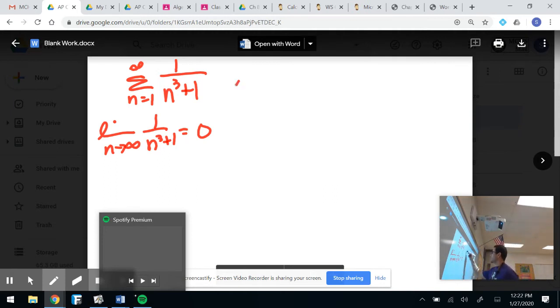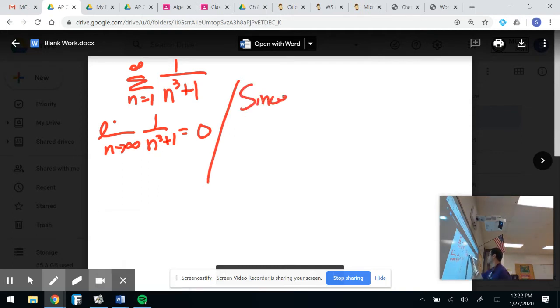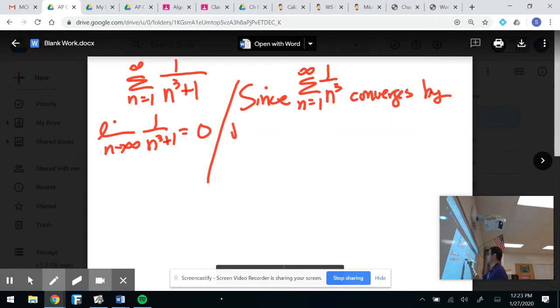I'm going to start with just answering this question, so I don't have to do a whole bunch of other work. Since the series from n equals 1 to infinity of 1 over n to the third, which is what I am comparing it to, converges by the p-series test. If I had to say why, I would say because 3, my exponent there, is greater than 1, and we know if that's the case in our p-series test, then it converges.